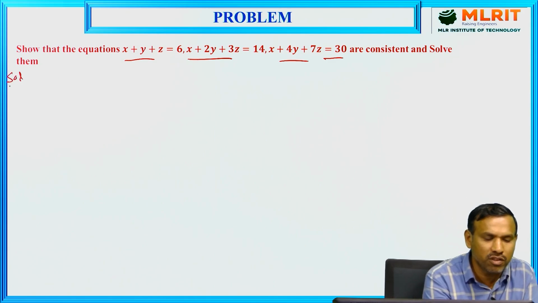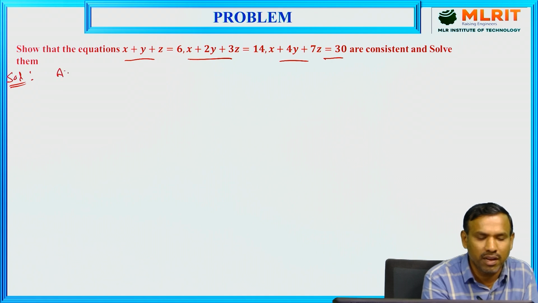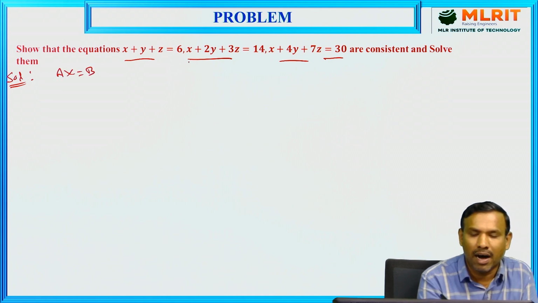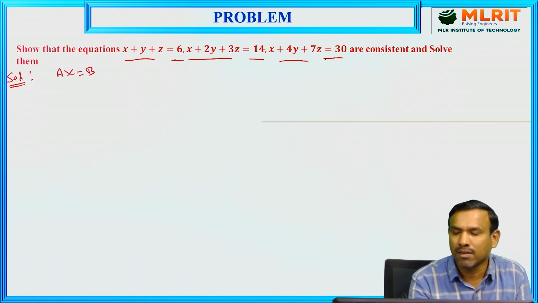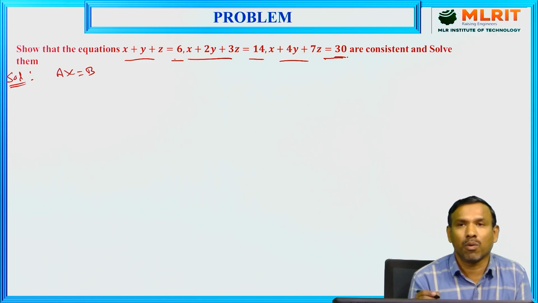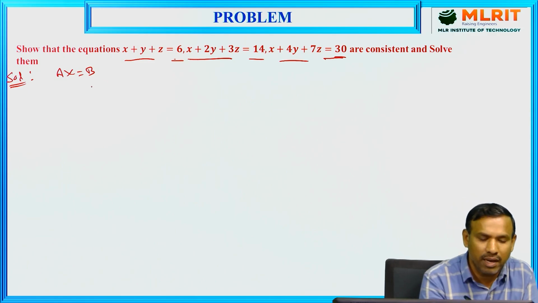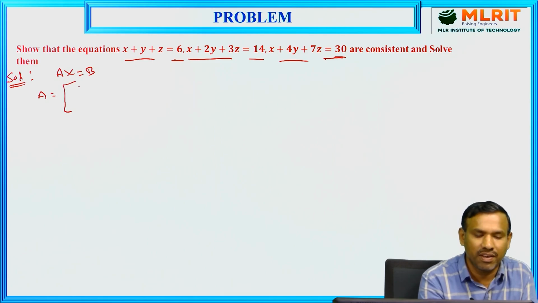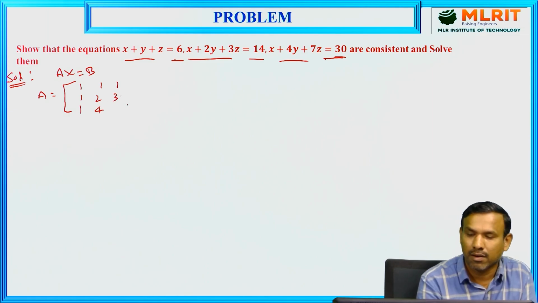So the given system in matrix form. This is a non-homogeneous system, very clear, because the RHS part is there: 14, 30. So clearly it is a non-homogeneous system. Here I am writing what A, X, and B are. A is the coefficient matrix: first equation 1, 1, 1; second equation 1, 2, 3; third equation 1, 4, 7.